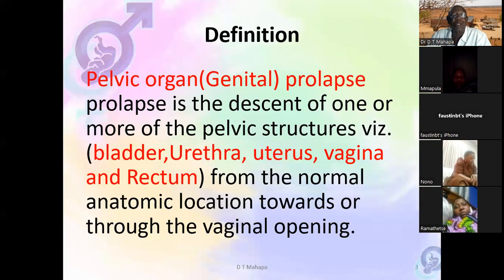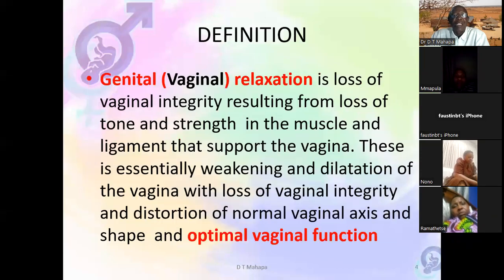The definition of pelvic organ prolapse is descent of one or more of the pelvic structures from their normal position towards the vagina. By pelvic structures, what do I mean? I mean pelvic structures like the urethra, the rectum, the vagina, all pelvic structures. If there is descent downwards from their normal position towards the vagina, that is called pelvic organ prolapse.